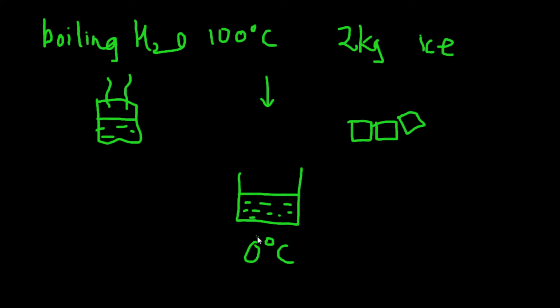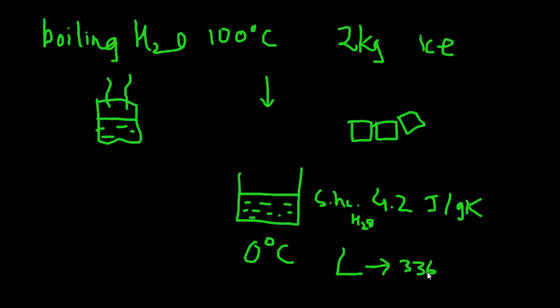Now, what you've been asked, you've also been given the specific heat capacity of water, which is 4.2 joule per gram Kelvin, and you've been given this is the specific heat capacity of H2O. I hope you still remember what that means. And the specific latent heat of ice is 336 joules per gram. This is the information you've been given, and you've been asked how much boiling water at 100 degrees Celsius do you need.